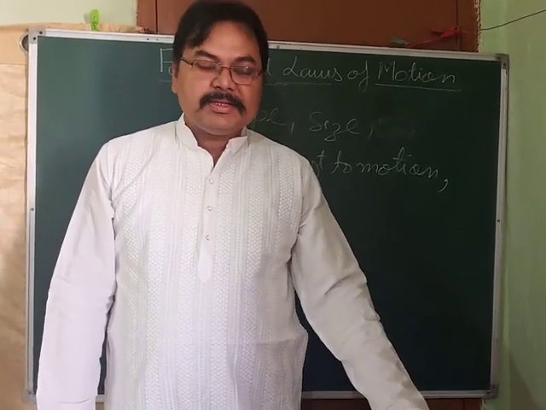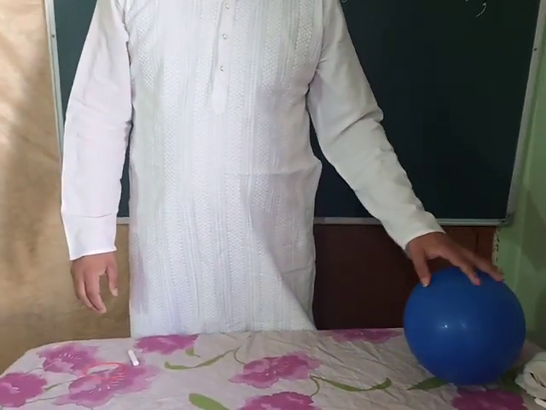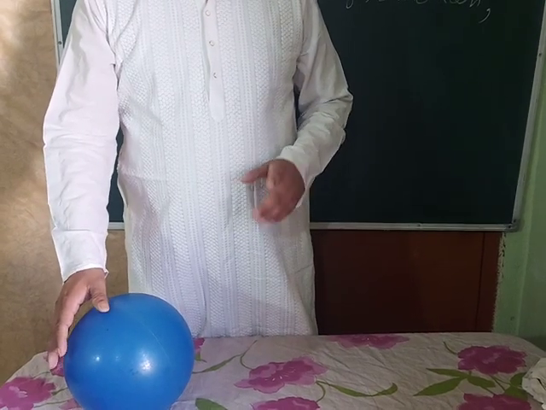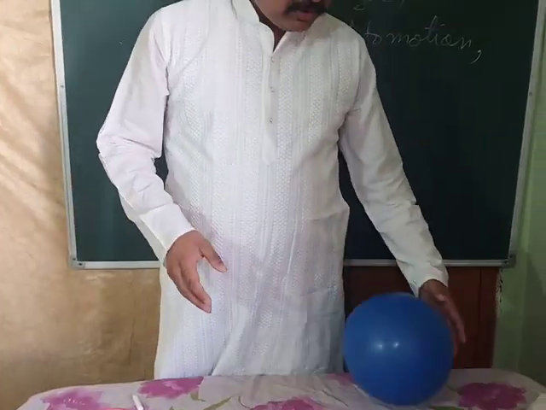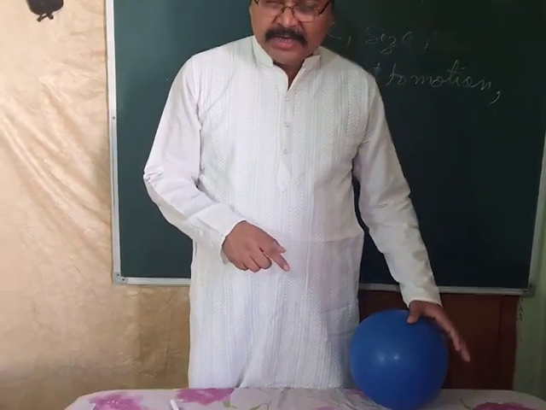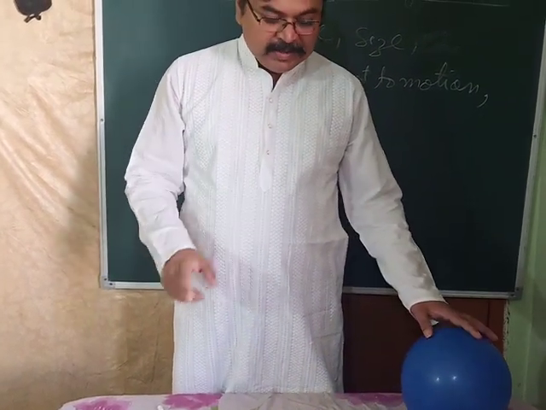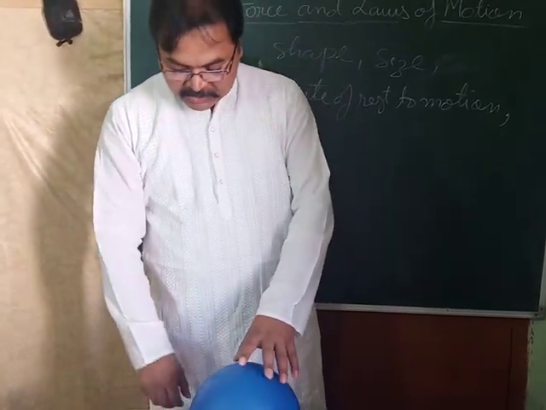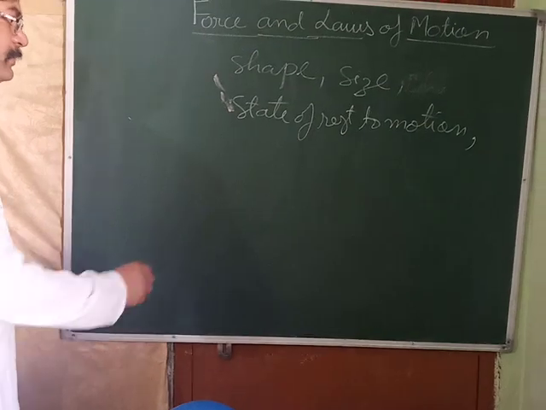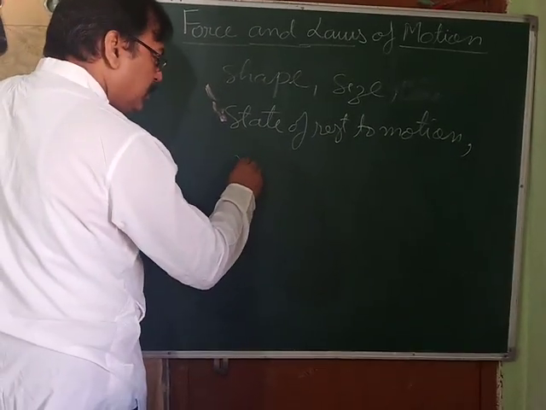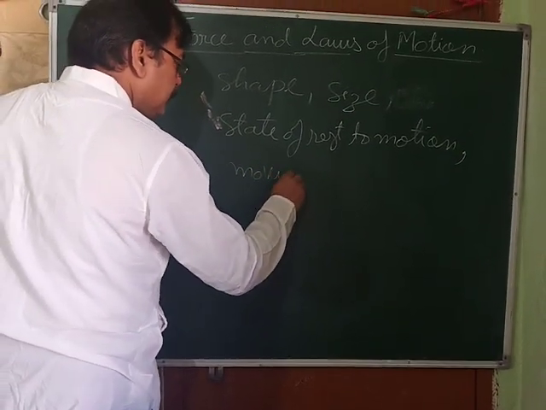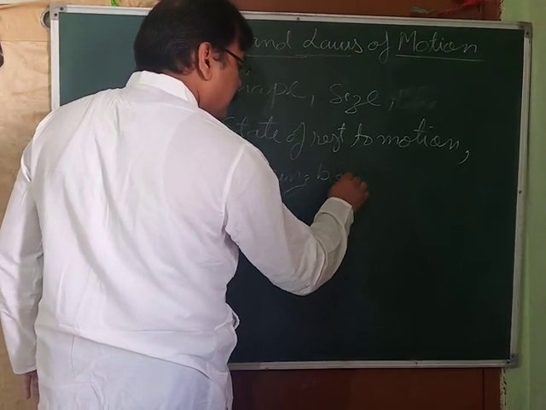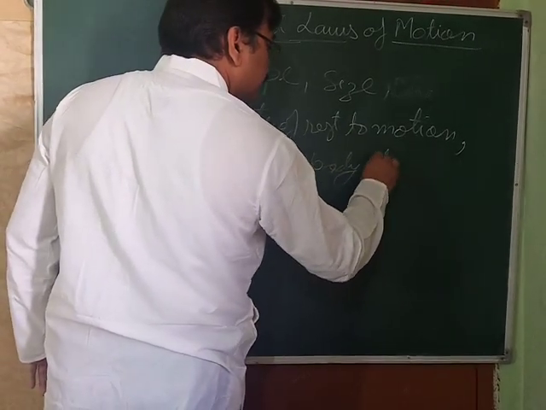Next, see, this ball is in motion. Now I'm going to put my hand over it. What do you find? It comes to rest. You want to see it again? See, again it is in motion and I have kept my hand over here. What did you find? It came to rest. See, it is in motion and I'm going to put my hand. What do you find? It stops. So what you found is that a moving body stops.